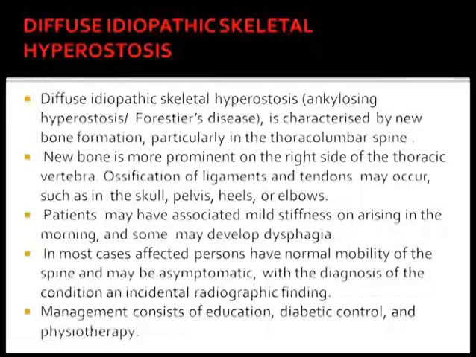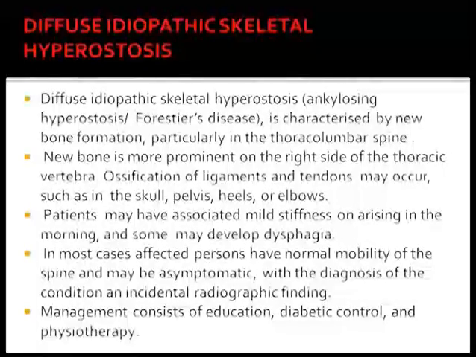Then there is another very important condition which is known as diffuse idiopathic skeletal hyperostosis, also known as ankylosing hyperostosis or Forestier's disease, which is characterized by new bone formation in the thoracolumbar spine. It's more prominent on the right side of the thoracic vertebra, we don't know why. There is ossification of the ligaments, ossification of the tendons in the skull, pelvis, heel or elbows. So all the tendons and connective tissue will become ossified, there will be bone development.